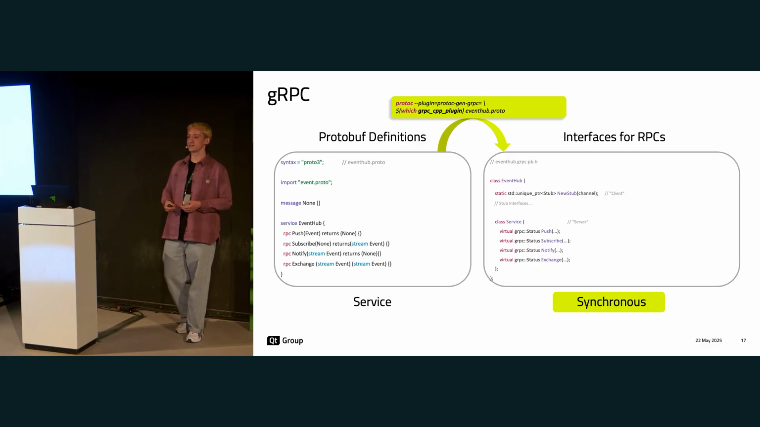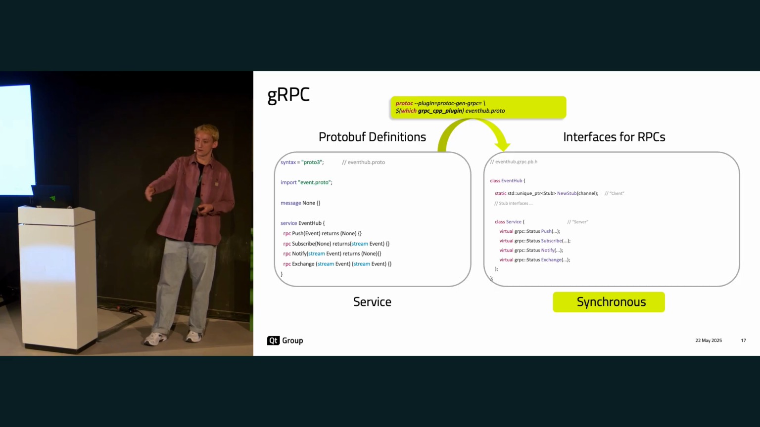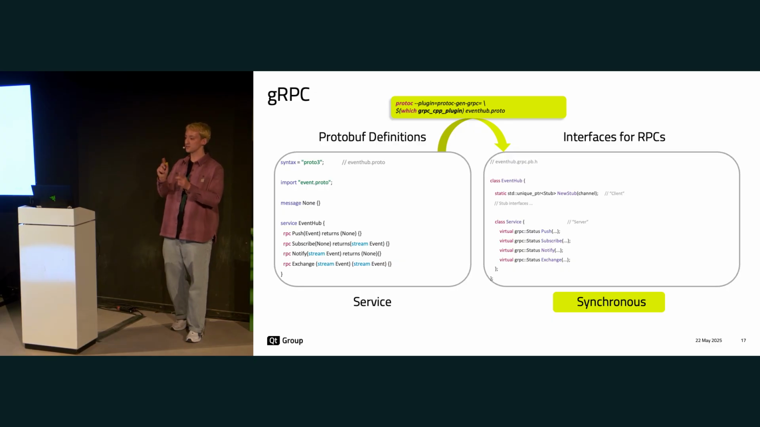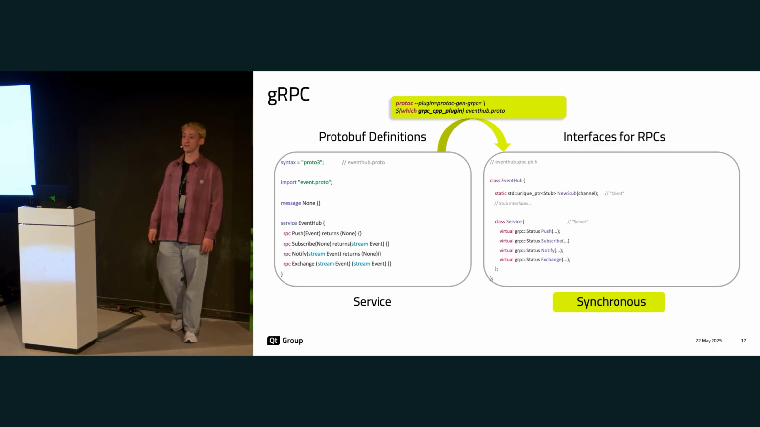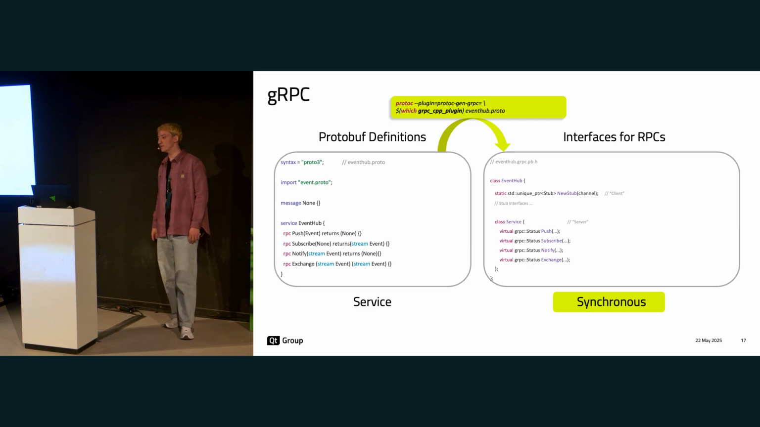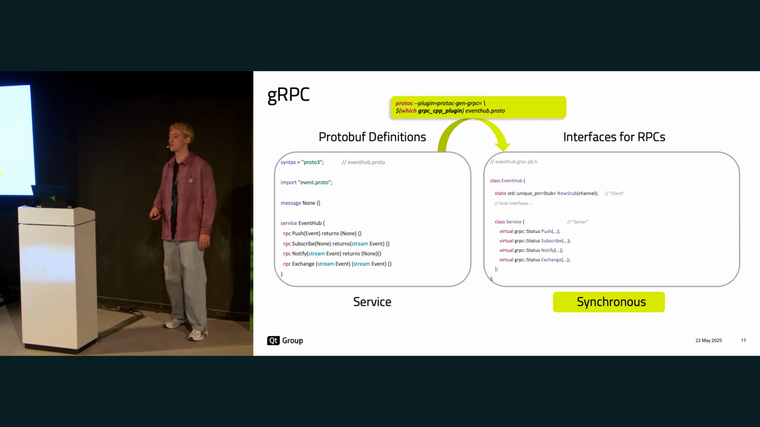Or notify is a client stream. So we stream an amount of messages, get a single response back from the server. Or exchange is a bidirectional stream. So we can just exchange messages concurrently. We would also invoke protoc on this, but with the gRPC C++ plugin. And we would get an interface for it.